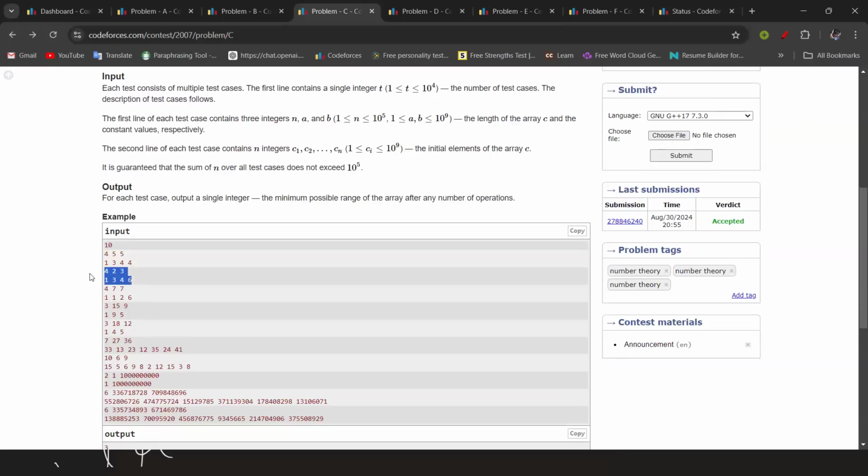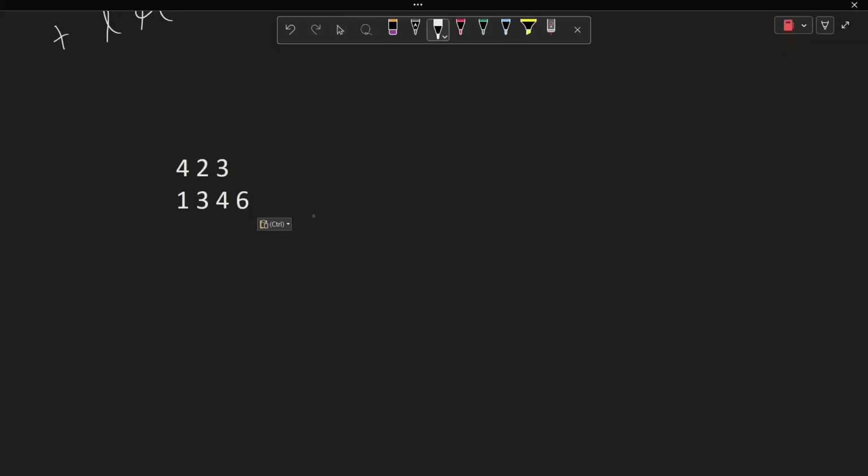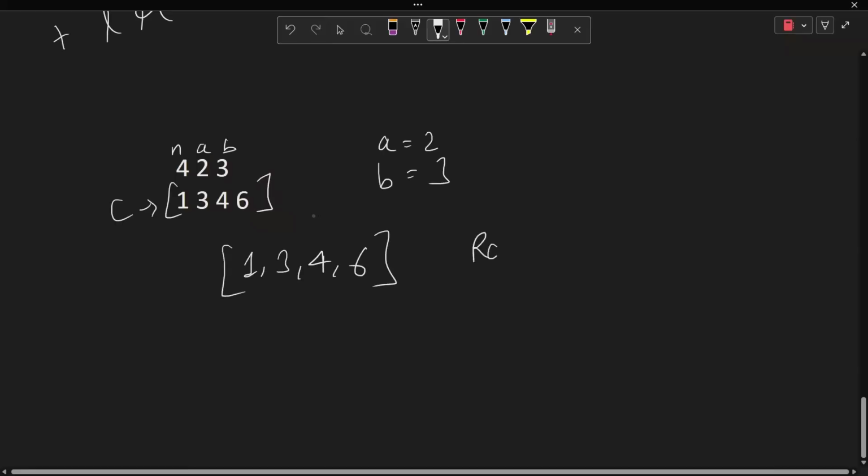Okay, so let's take this second test case and see. So this is N, A, B. You are given this array C and two constants, A equal to 2, B equal to 3. You have this array 1, 4, 1, 3, 4, 6. Currently, the range of this array is 6 minus 1, which is 5. Now, you need to decrease this range.